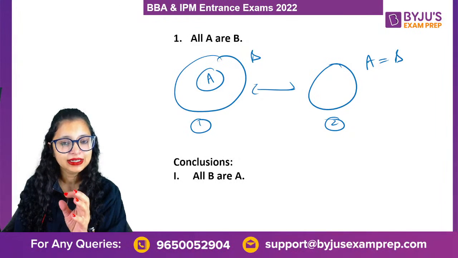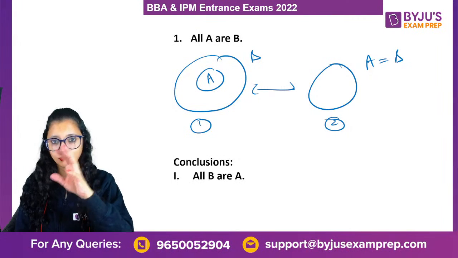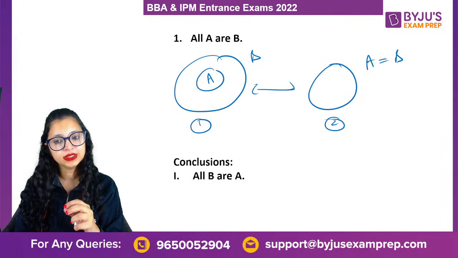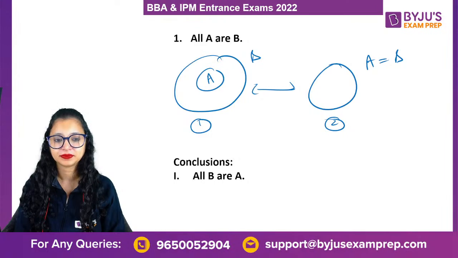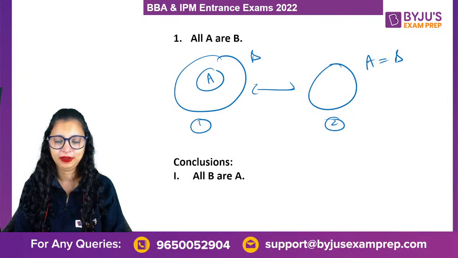I hope everyone understands how we are going to apply the Venn diagrams to draw conclusions. Any doubt, anybody? I hope that's clear to everyone. When we say all A are B, we cannot say all B are A.